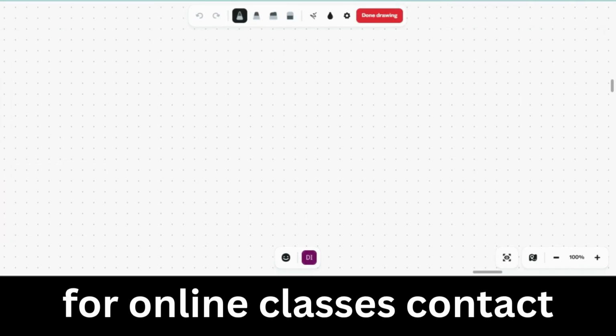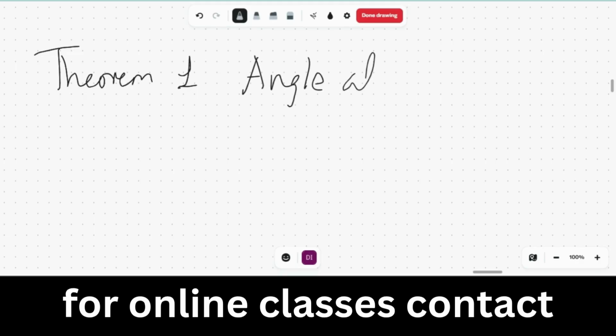So, the first theorem, circle theorem 1, is angle at the center. This theorem says that the angle at the center is twice the angle at the circumference standing on the same arc.